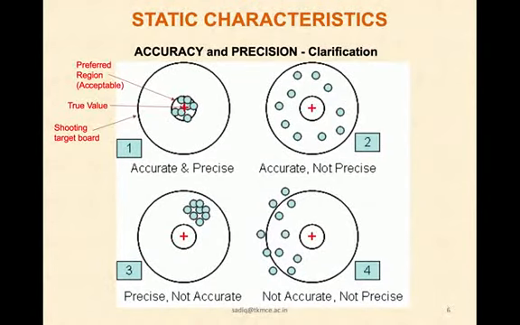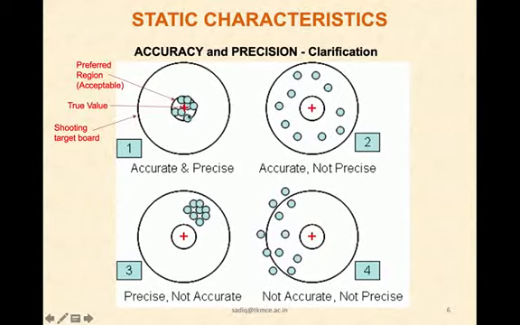When we discuss accuracy and precision, there is often confusion or misinterpretation. What is accuracy and what is precision? For clarifying these concepts, we have a typical example seen in many textbooks, the case of a person who is shooting at a target. Say this is a shooting target, this is the exact point that we want to shoot, and this is the acceptable limit.